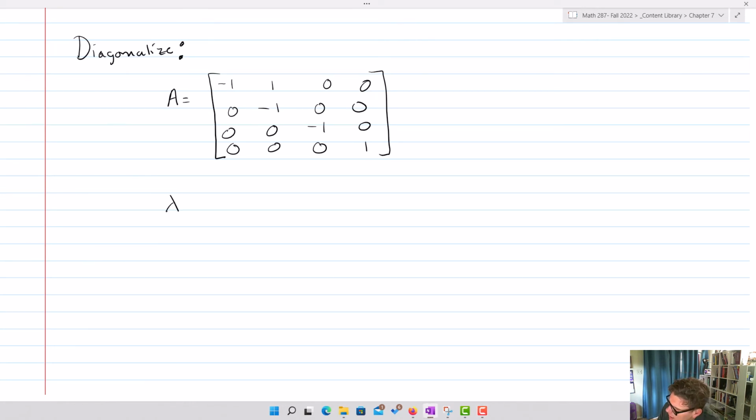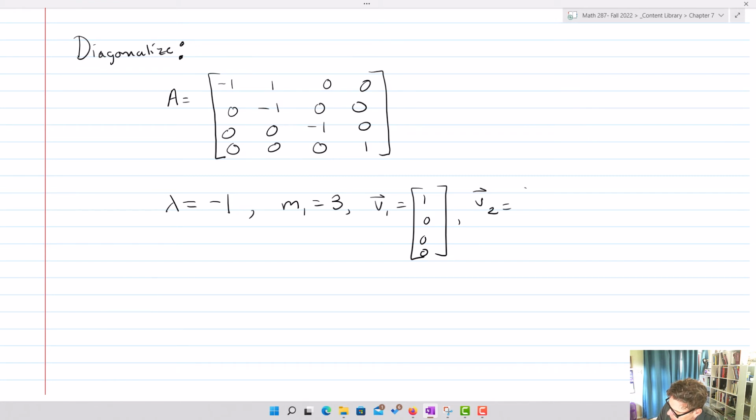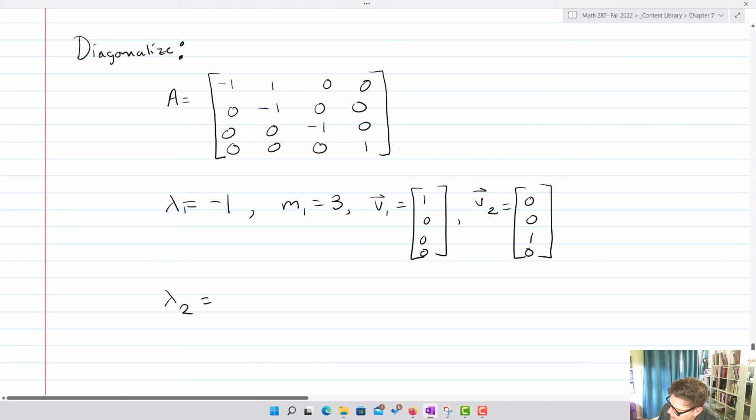I get lambda equals negative 1. And that ended up having an algebraic multiplicity m1 equal to 3. And it had a v1 equal to 1, 0, 0, 0, and a v2 equal to 0, 0, 1, 0. Then lambda 2 was equal to 1, and it had an algebraic multiplicity of 1, and it had then v3 equal to 0, 0, 0, 1.